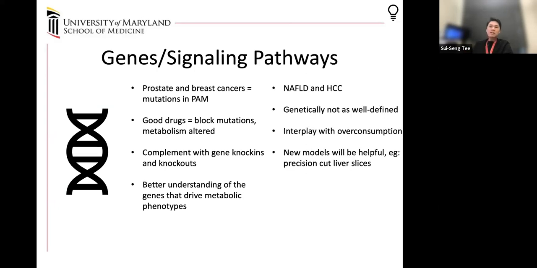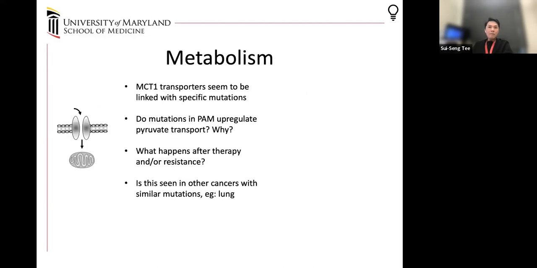In the fructose space, we've shown that in NAFLD and HCC, when livers get diseased, fructose metabolism is a pathway that is very much downregulated. So here in the pyruvate space, we look at MCT1 expression.